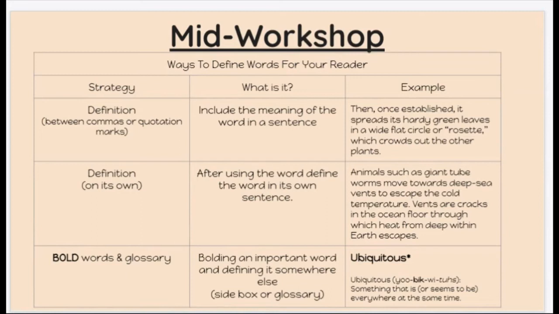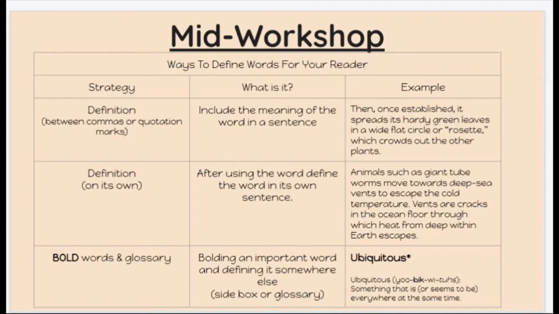The first one we just saw a really great example of in the Penguins excerpt. When you put the definition and you just throw it in right between commas or quotation marks. And what does that mean you're doing? Well, you're including the meaning of the word in a sentence. "Then, once established, it spreads its hardy green leaves in a wide flat circle or rosette, which crowds out the other plants." So that tells me what a rosette is.